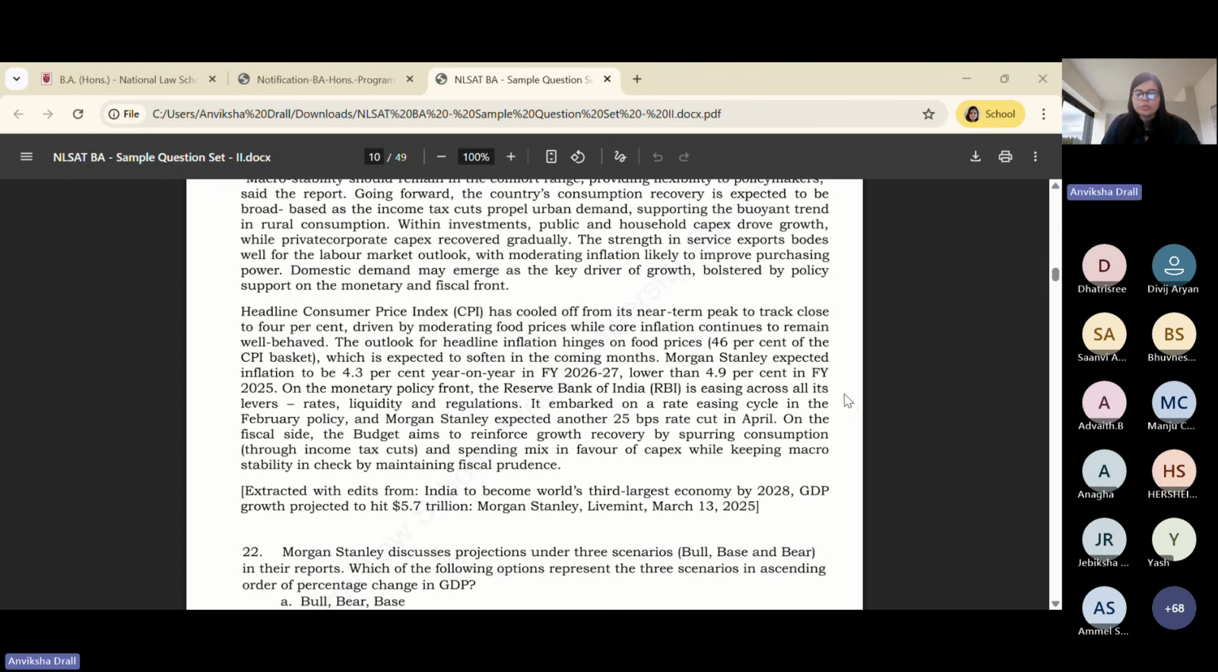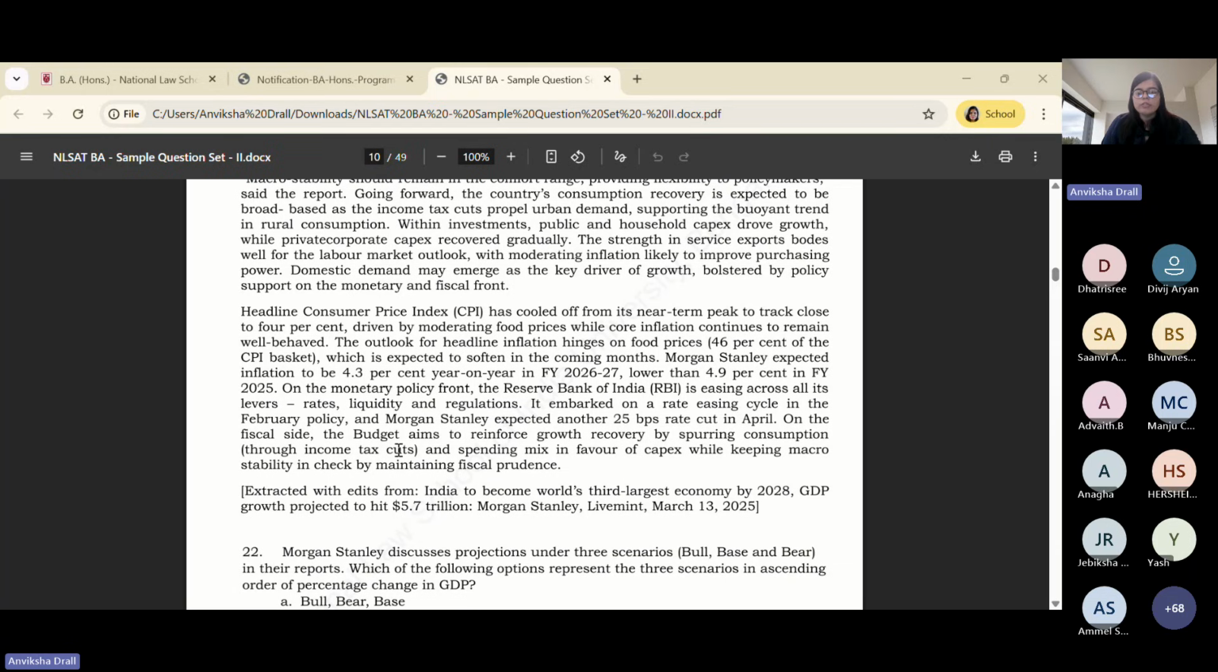Headline consumer price index has cooled off from its near-term peak to track close to 4%, driven by moderating food prices, while core inflation continues to remain well-behaved. The outlook for headline inflation hinges on food prices, 46% of the CPI basket, which is expected to soften in the coming months. Morgan Stanley expected inflation to be 4.3% year on year in financial year 2026-27, lower than 4.9% in financial year 25.